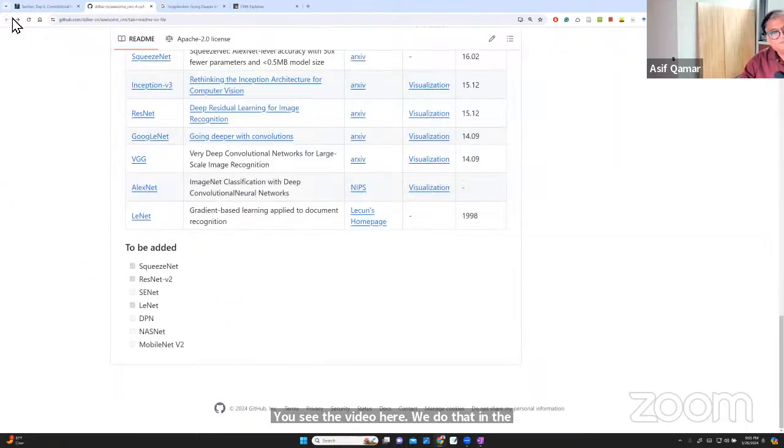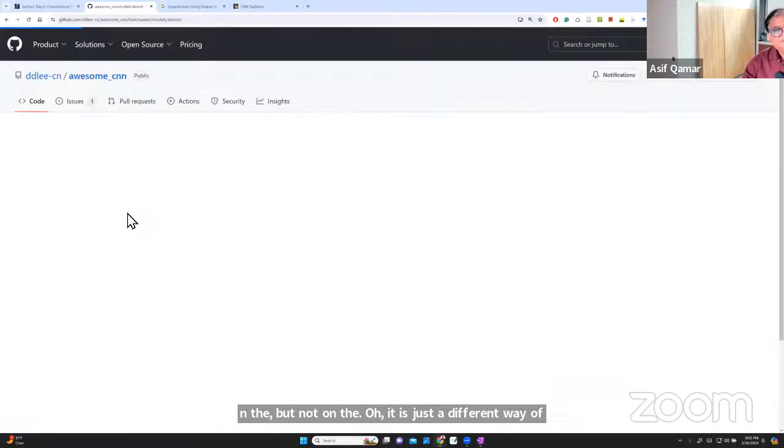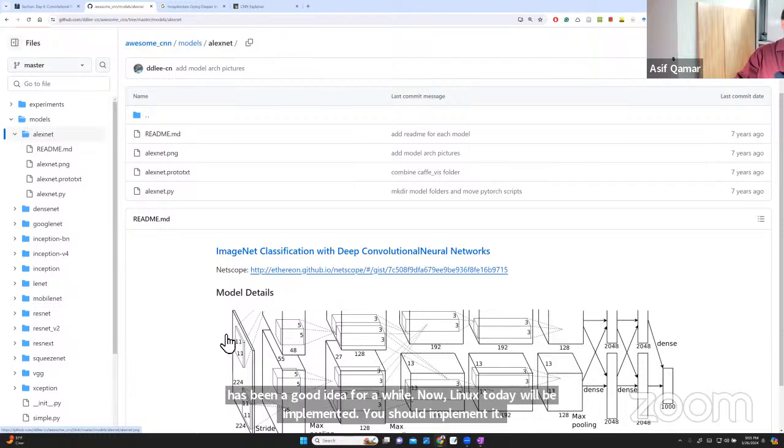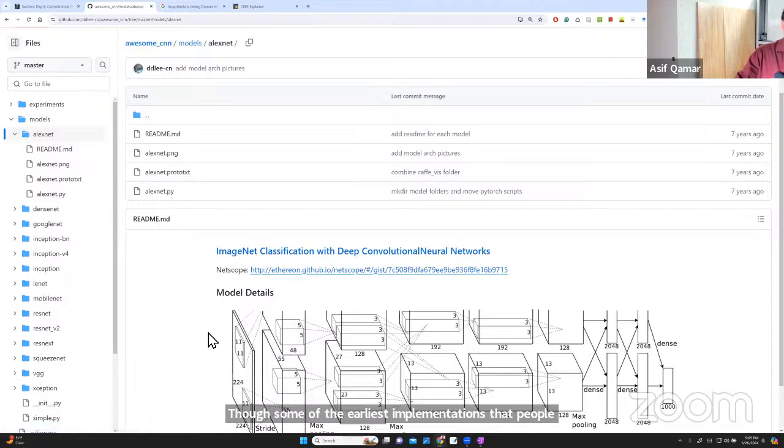Okay. ReLU has been a good idea for a while. LeNet today, when we implement, you should implement it with ReLU. Though some of the earliest implementations that people did with the architecture were using TANH. But now ReLU is the way to go.